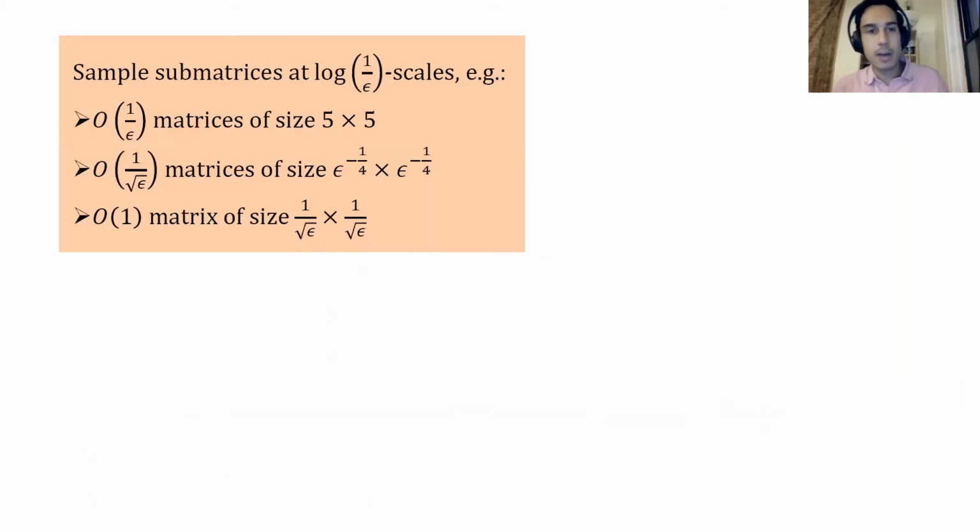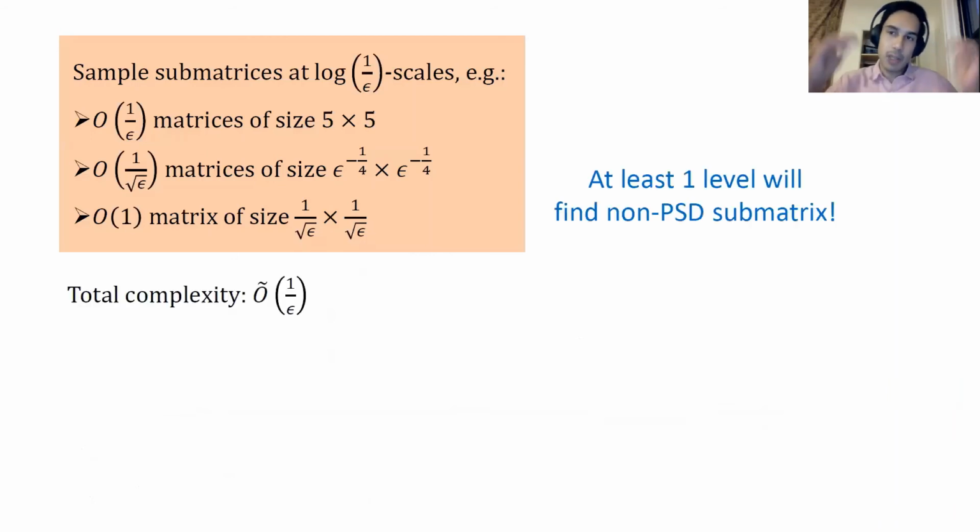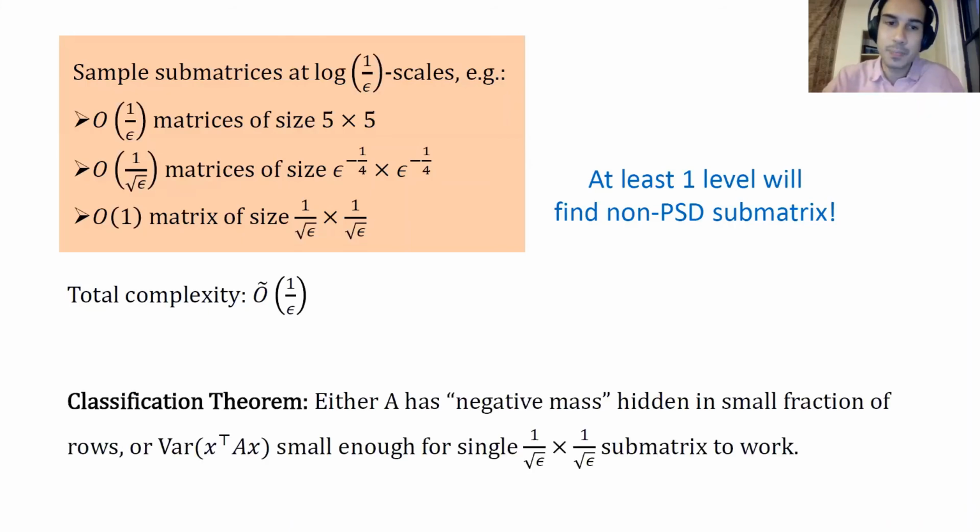At a high level, the algorithm is as follows. We're going to sample these submatrices at log 1 over epsilon different scales of sizes. So we'll sample 1 over epsilon matrices of 5 by 5 size, 1 over root epsilon matrices of size 1 over epsilon to the 1/4 by 1 over epsilon to the 1/4. And at the end, we'll just sample one matrix of size 1 over root epsilon by 1 over root epsilon, and at all the levels in between, with powers raised to 2. We set it up so the total query complexity is only 1 over epsilon. And we just need to show that at least one of the levels will find a non-PSD submatrix.